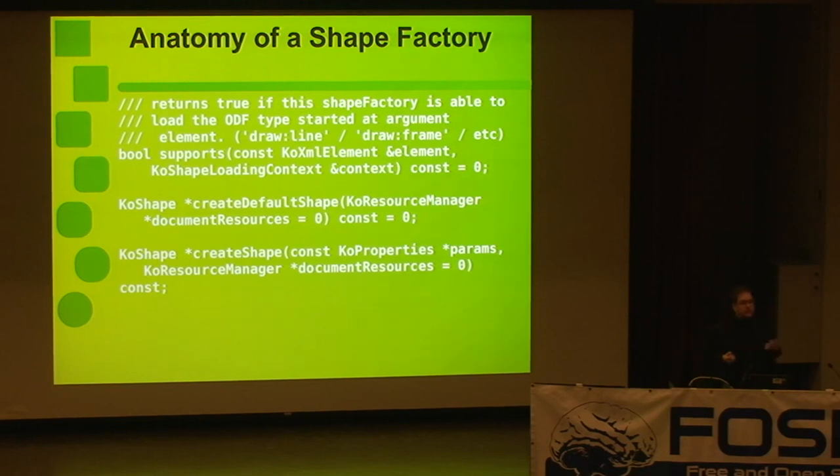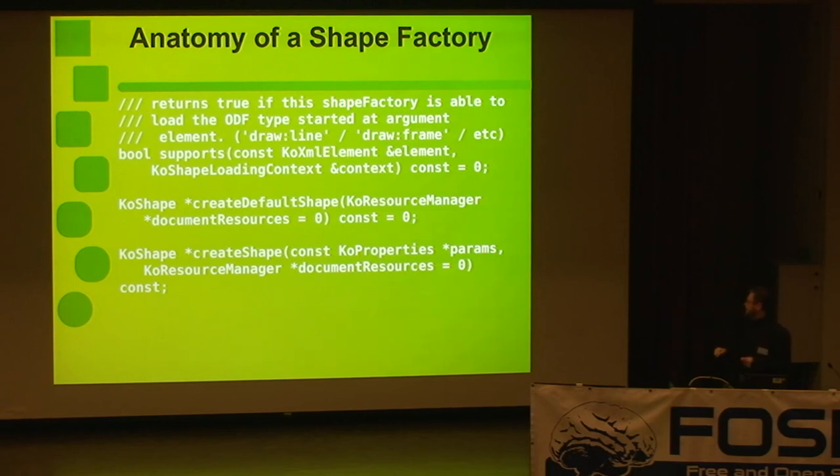Because you don't know when you start out which shapes you will have, which shapes you will need. Shapes are plugins. In order to make it possible for the system to find which shape to load for which part of OpenDocument, we have this supports function in a shape factory. The shape factory will create shapes. So what happens is we will go through all the factories that are registered in the system one by one and check, are you supporting this type of ODF element? And then one factory says, yes, I do.